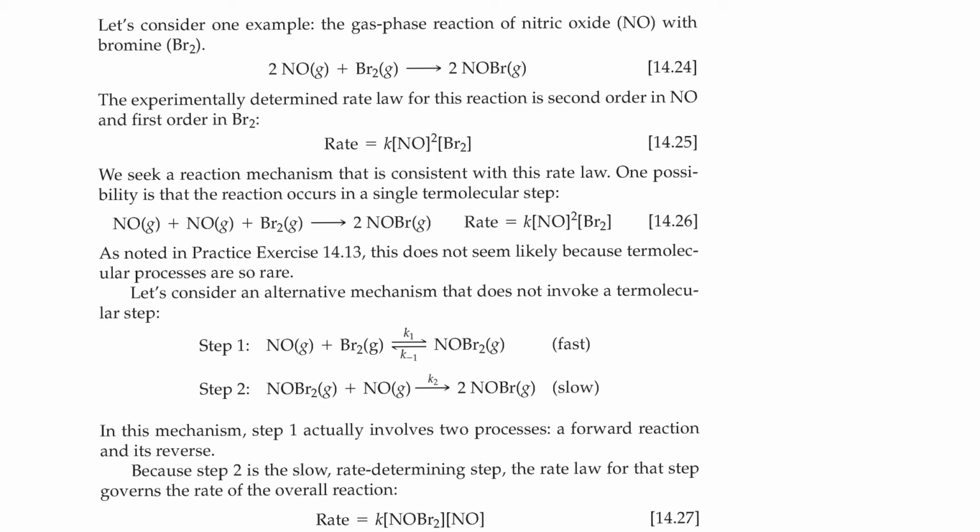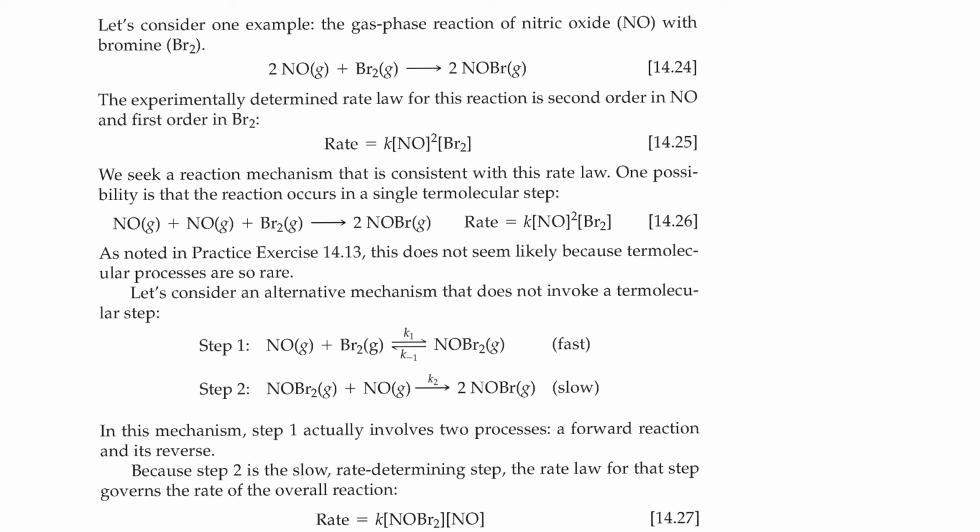The experimentally determined rate law for this reaction is second order in nitric oxide and first order in bromine. We seek the reaction mechanism that's consistent with this rate law. One possibility is that the reaction occurs in a single termolecular step. As noted in Practice Exercise 14.3, this doesn't seem likely because termolecular processes are so rare. Let's consider an alternative mechanism that does not invoke a termolecular step.